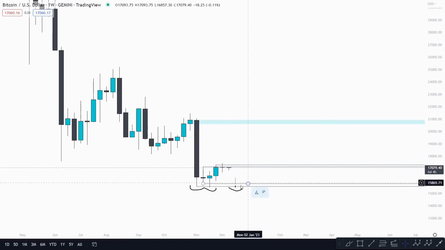It's going to wind out as many people as it can before the real move. So just keep that in mind before we do get the actual move, whether it's up or down. It doesn't have to go up. I'm not saying it has to at all.